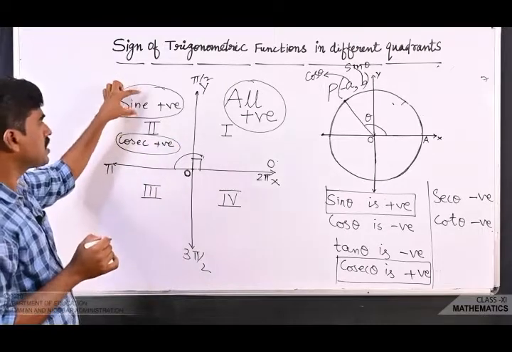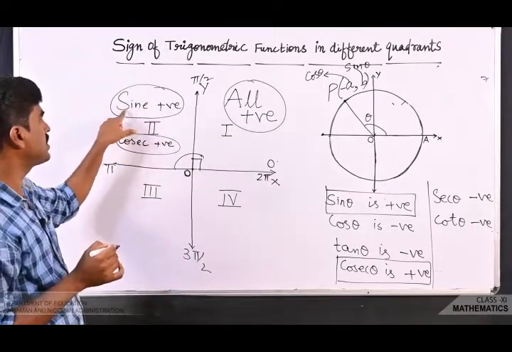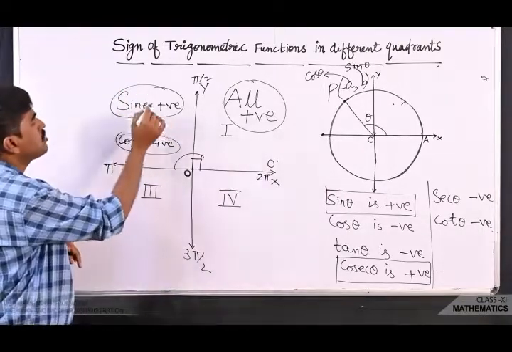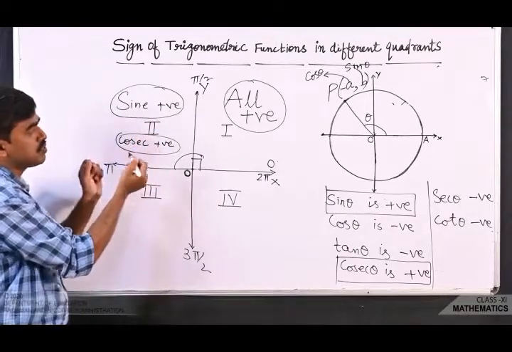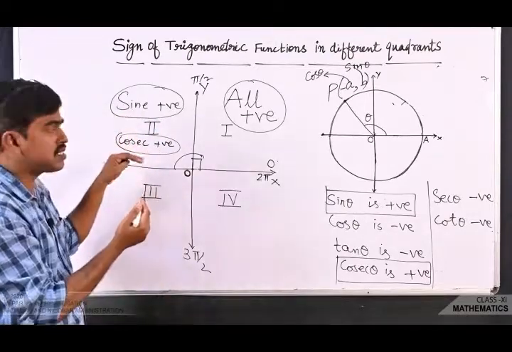The trigonometric function sine is positive and cosec is also positive, but all other trigonometric functions are negative there.